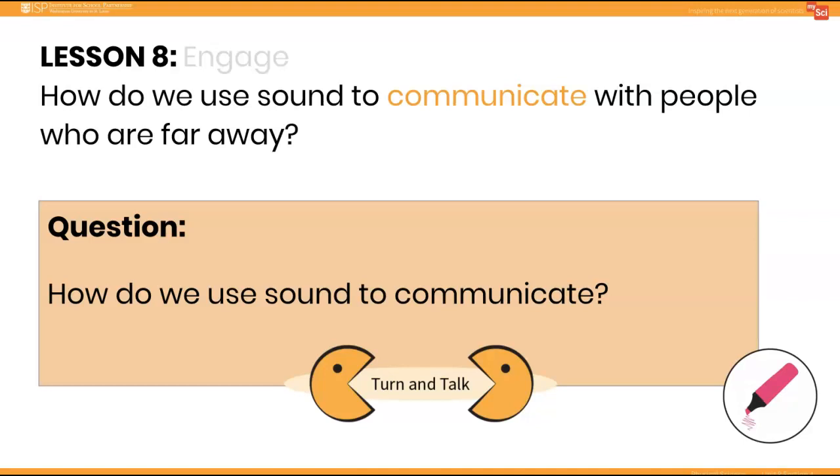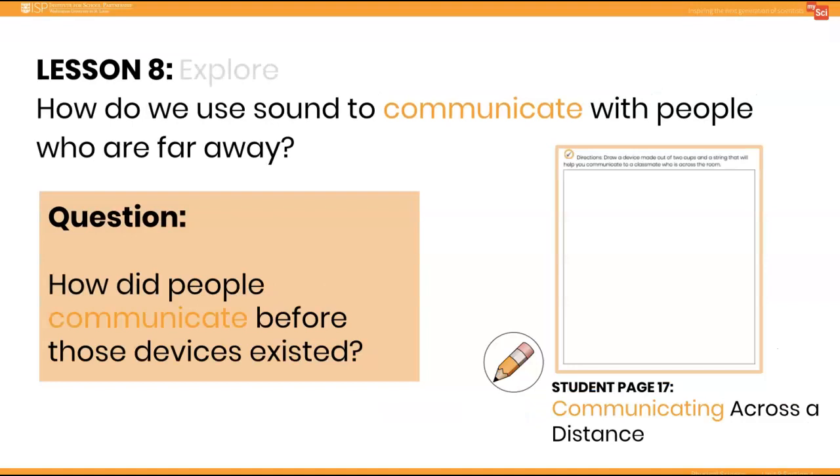In the Explore part of this lesson, you'll start the conversation by asking students how people communicated before cell phones and computers existed. You'll guide the conversations to explain that we used to use drums and signals to communicate using sound across distances. Explain that when this occurred, the sound would travel through the air with sound waves. Emphasize that sound waves can travel through other materials besides air.